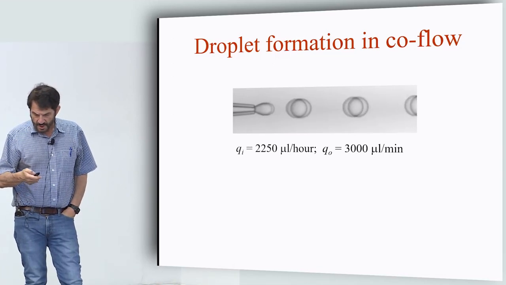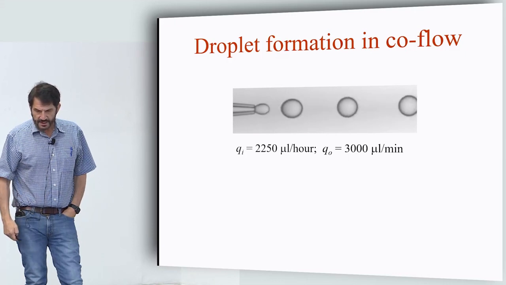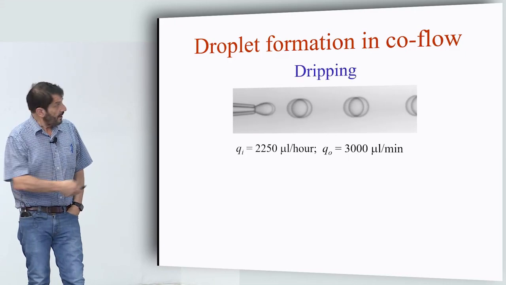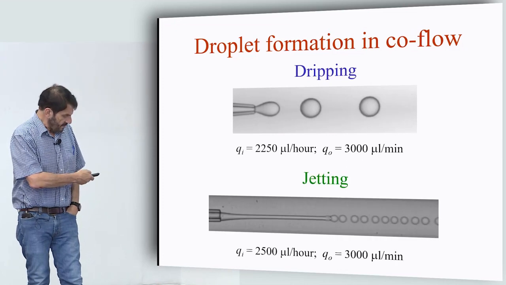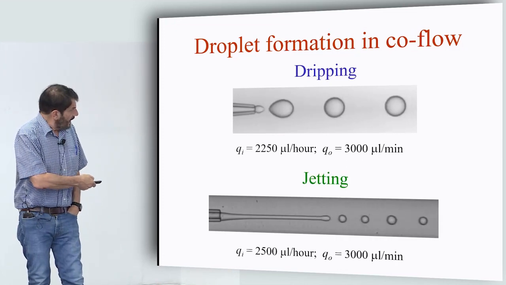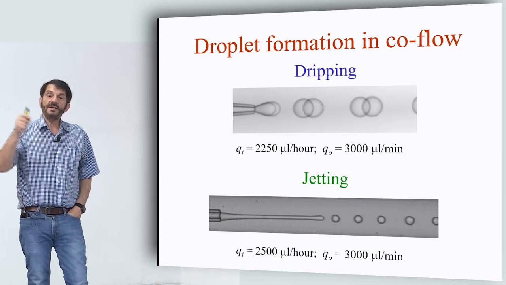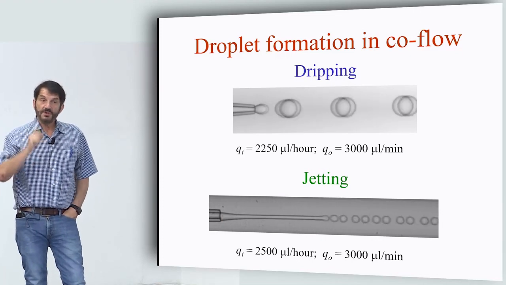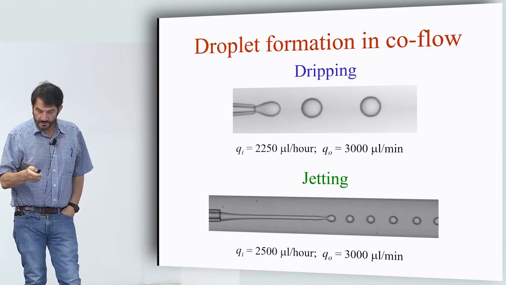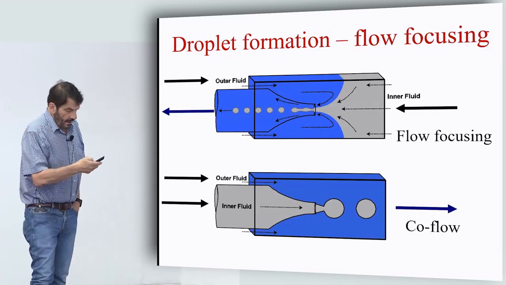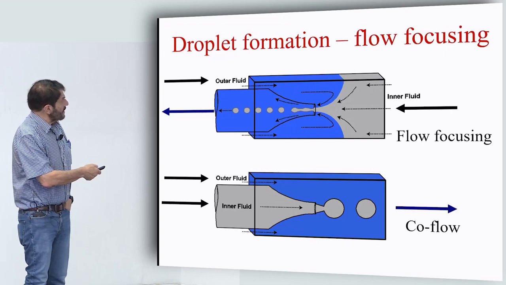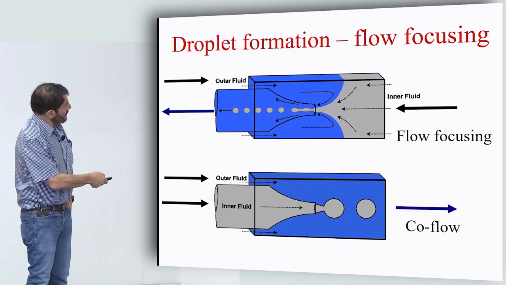They're so uniform. We can make them a little bit differently. We can flow the fluid. We call this dripping because it looks like a drip, drip, drip. We can flow the fluid a little faster. Then we make a jet. Now the drops are not quite as uniform in shape, but they always form drops. No matter how long the jet is, they always form drops. You can do different things. Just looking at the geometry, you can see that this is the geometry that I showed you.